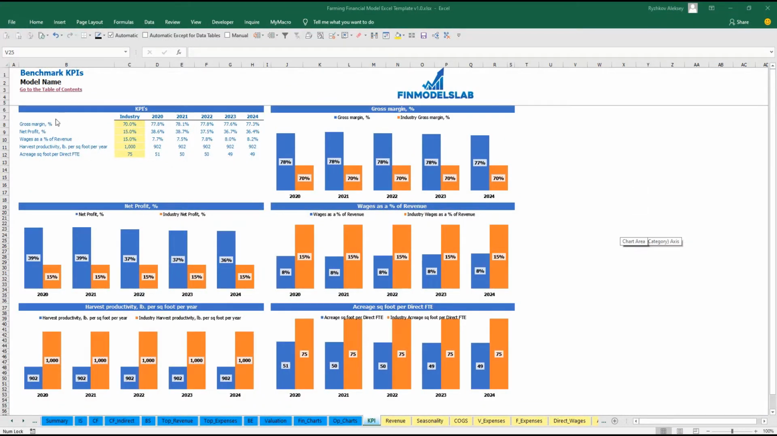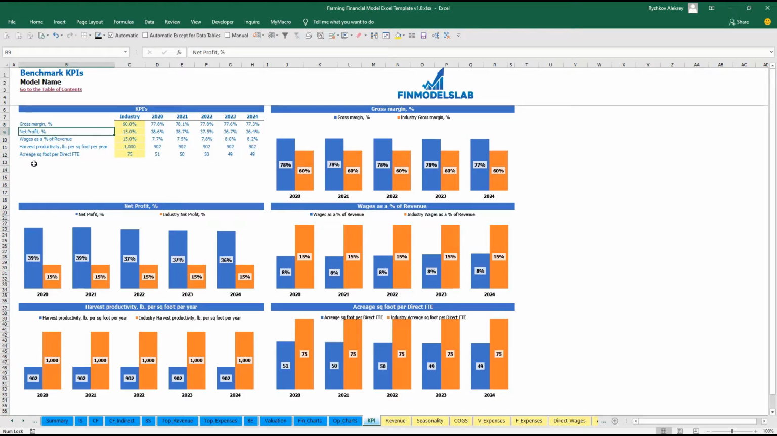On the benchmark KPI step, you may compare up to 5 benchmark KPIs with your industry standards. For example, gross margin, the industry standard is 60% for your country or your business, and you may see on this chart gross margin industry KPI is changed, which is orange here. You have also net profit, wages as a percentage of revenue, harvest productivity, pounds per square foot per year, and the acreage, square foot per direct FTE.